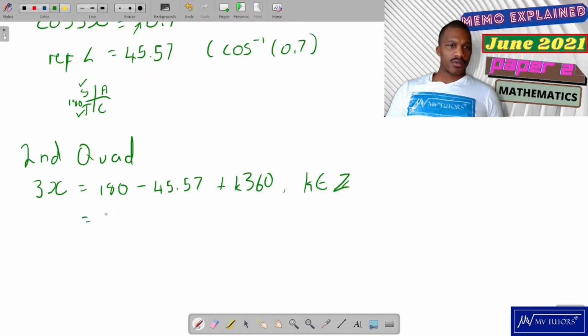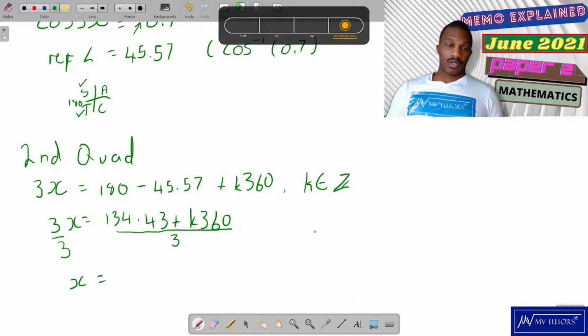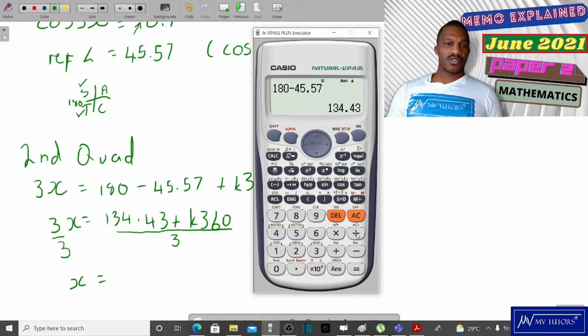134.43 plus k 360. Now this is equal to 3x, but we need the x, so we'll divide everything by 3, even this side, so that x is then equal to... we need a calculator again, so we'll just divide that by 3 and it gives me 44.81.